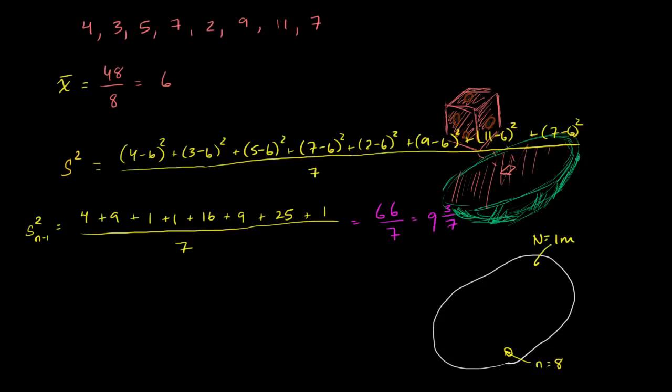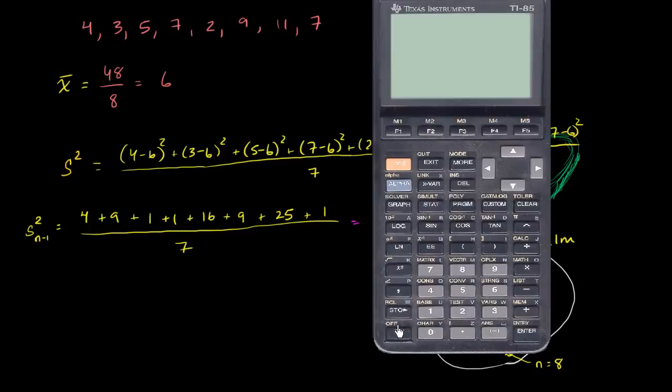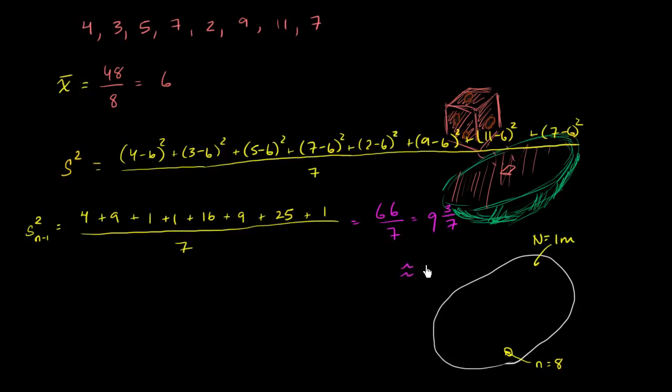Or if we want to write that as a decimal, I can just take 66 divided by 7, which gives us 9 point, I'll just round it. So it's approximately 9.43. Now, that gave us our unbiased sample variance.